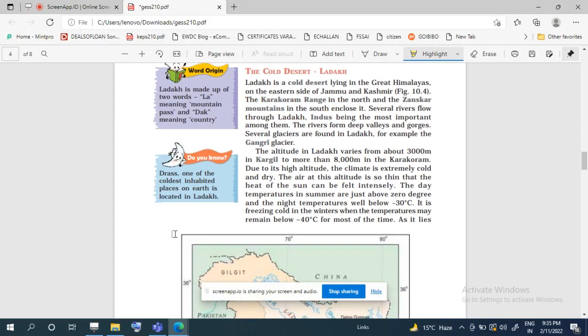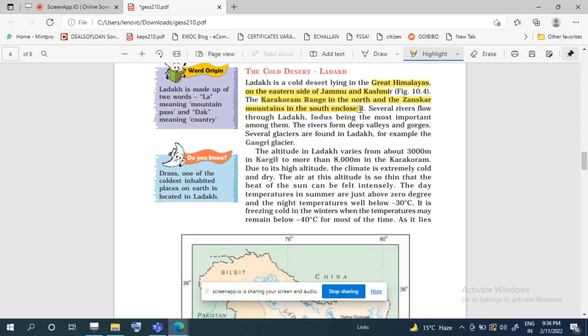Ladakh is a cold desert which is lying in the Great Himalayas. Great Himalayas जो हिमालय का सबसे ऊंचा वाला portion है, that is known as Great Himalayas, and it is on the eastern side of Jammu and Kashmir. And in the north of this Ladakh, we find Karakoram range is there, and Zanskar mountain is in the south. ठीक है. काराकोरम रेंज जो है वो नॉर्थ में है, और जंस्कार माउंटेन जो है वो साउथ में है.